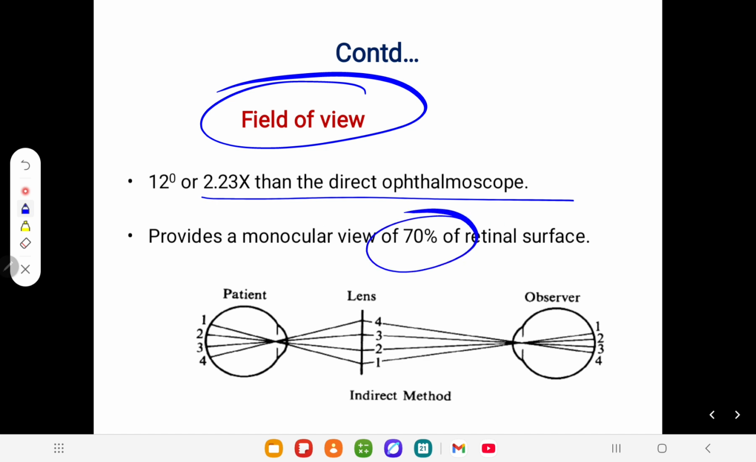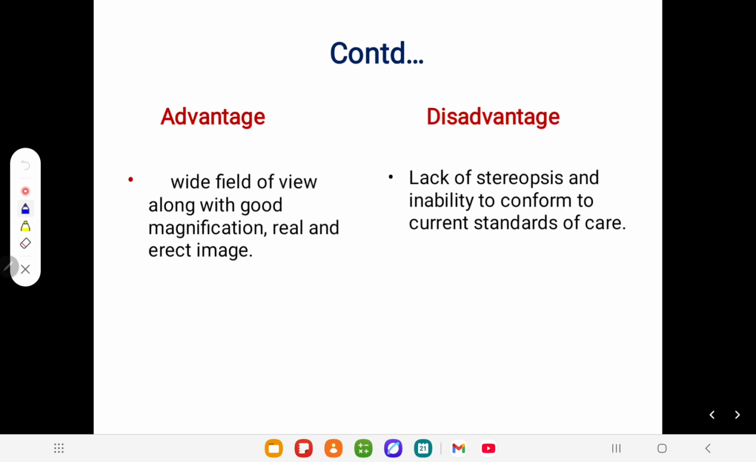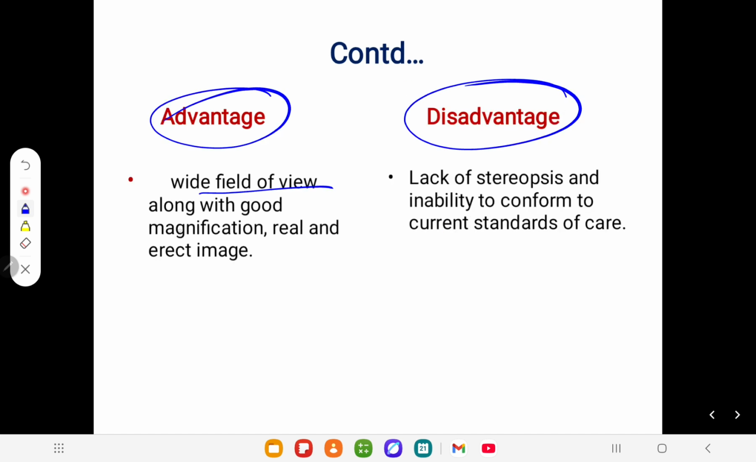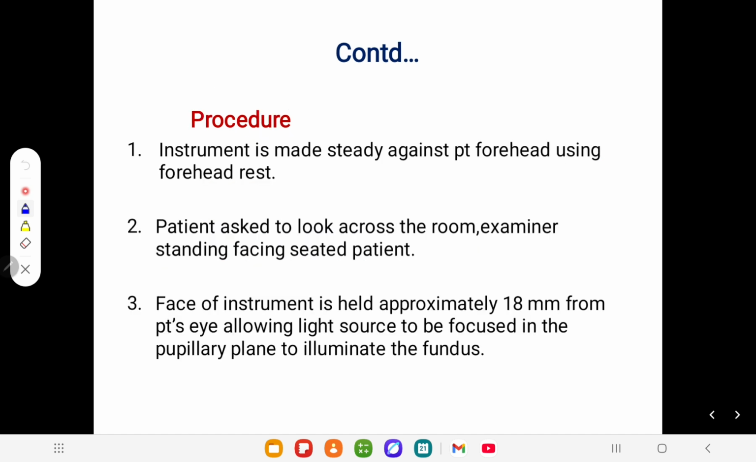It's always there: the patient's retina, the lens, and this is the image plane, or somewhere in between, and the observer focuses on this image plane. That's why we call it indirect. So what is the advantage and what is the disadvantage? The advantage is a wide field of view along with good magnification and a real, erect image. The disadvantage is the lack of stereopsis in this monocular setup. Binocularly, it's very good stereopsis, and there is inability to conform to the standard current view.